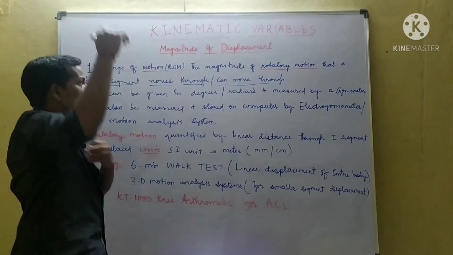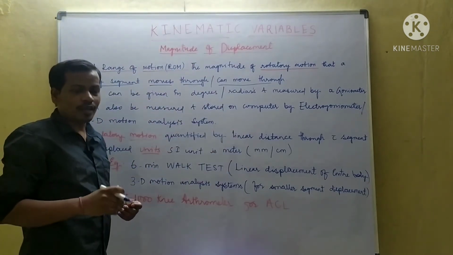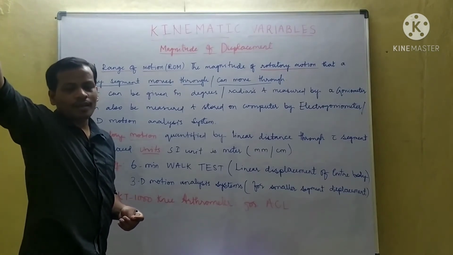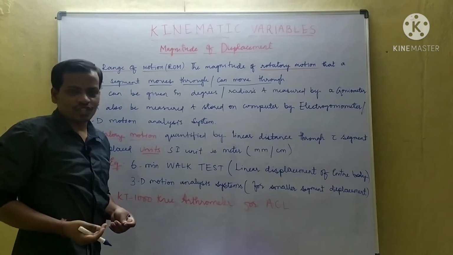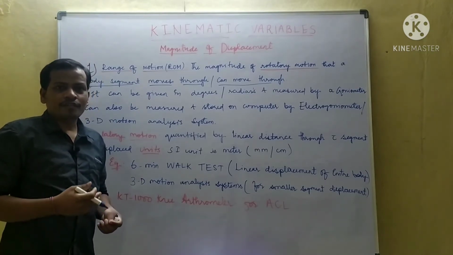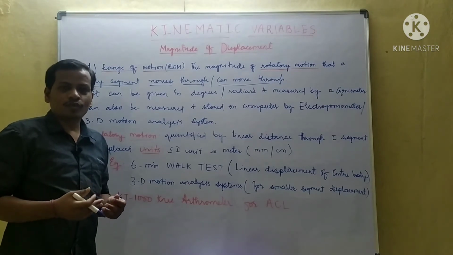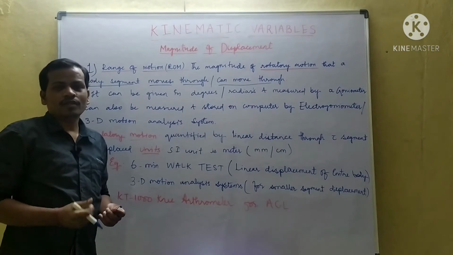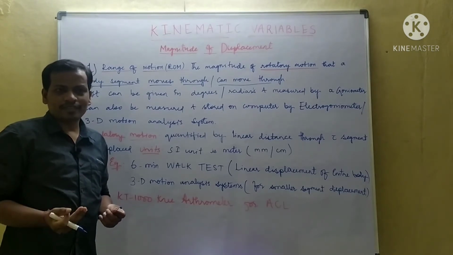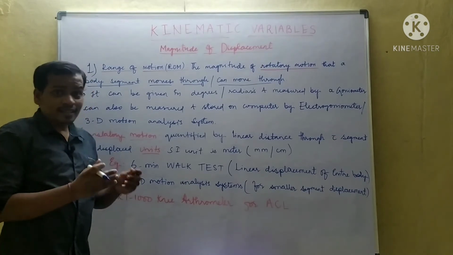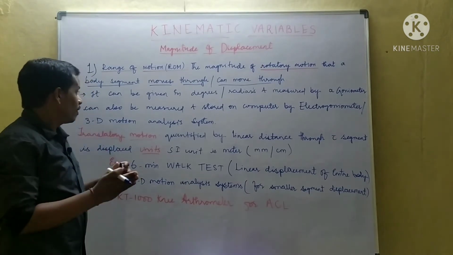This is about 180 degrees. If you take the overhead abduction, this is again 180 degrees. If you take the extension, that is about 50 to 60 degrees. If you take adduction, that is about 50 to 75 degrees. Medial rotation is about 80 to 100 degrees. Lateral rotation is 80 to 90 degrees.